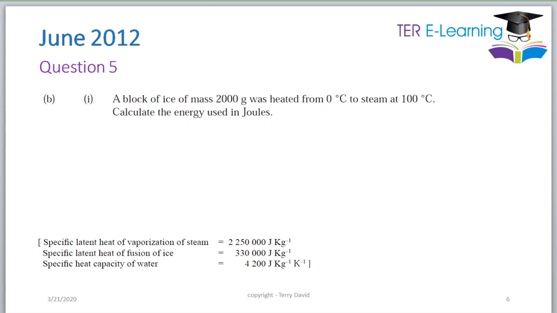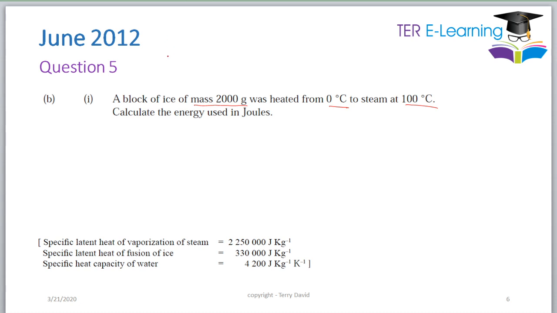So you have a block of ice that has a mass of 2,000 grams. It was heated from 0 to steam at 100 degrees Celsius. And it wants us to calculate the energy in joules, right? So remember what I told you all in class. Visually, we need to see what's happening here.